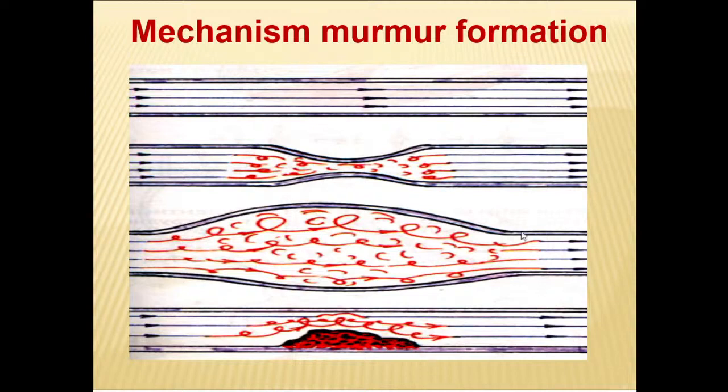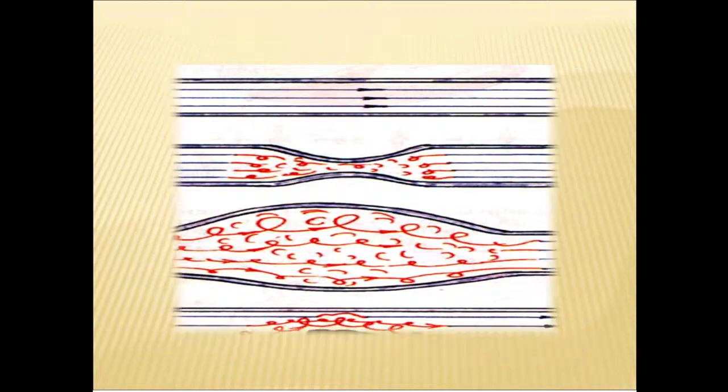Problems in the vessels, narrowing or dilation of the lumen due to coarctation or aneurysm or formation of atherosclerotic plaques, provoke turbulent movements of the blood, which is heard as a murmur.